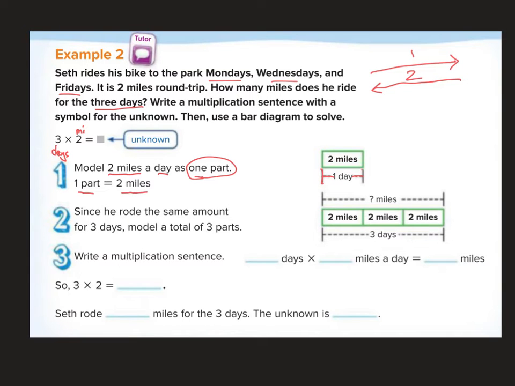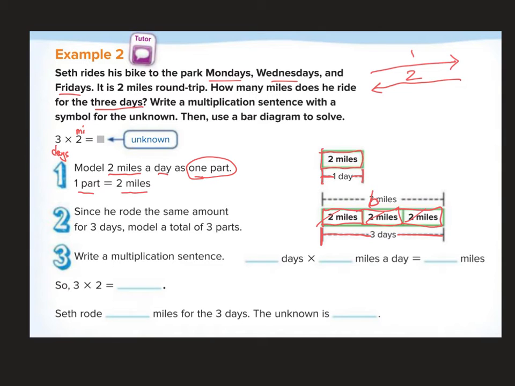1 day here we go. 1 day is 2 miles. So that means 3 days, right? So I need 3 bars here. 1, 2, 3 bars for the 3 days. There's 2 miles in each day, I would say. 2, 4, 6 would be 6 total miles.